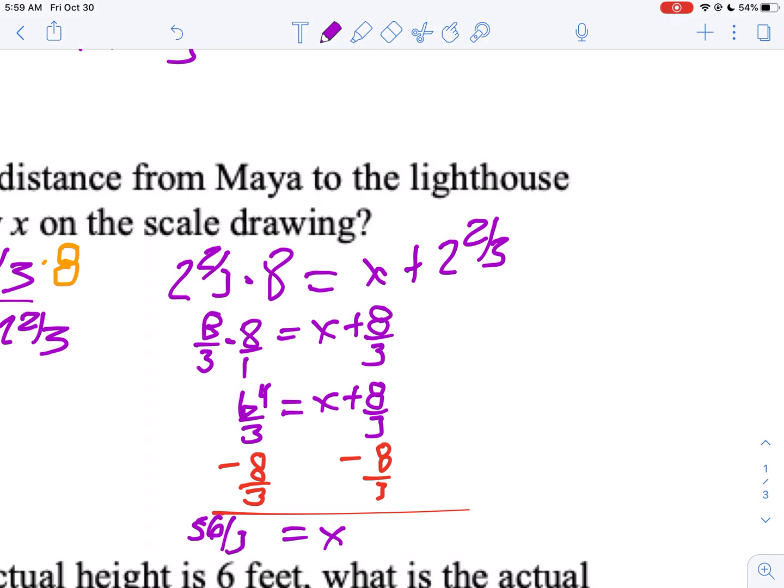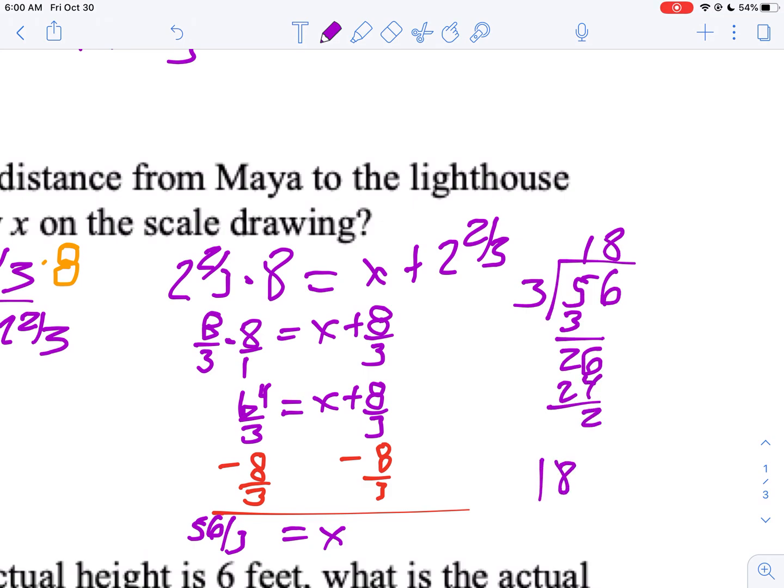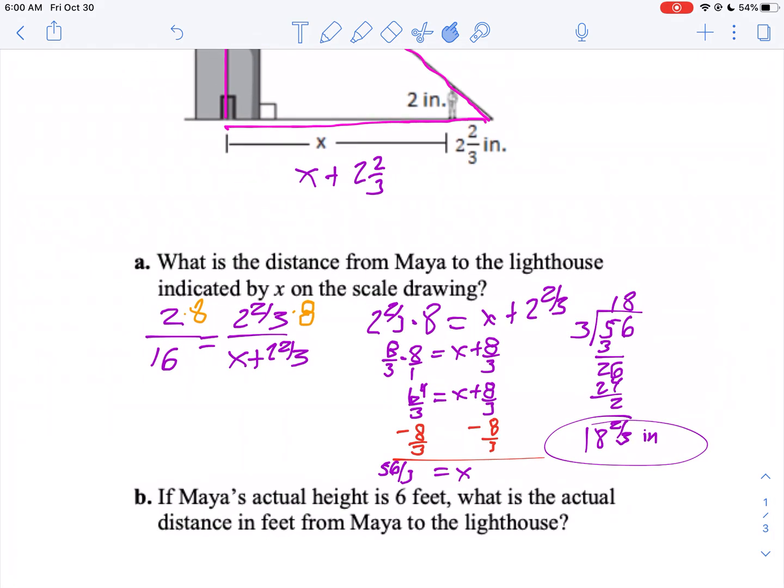Well, we don't usually say the length as an improper fraction. So let's take 56/3 and change that back into a mixed number. 3 goes into 5 once. 5 minus 3 is 2. 3 goes into 26 8 times with 2 left over, right? So your answer is going to be 18 2/3 inches. And that would be the length from the lighthouse to Maya on the scale drawing.